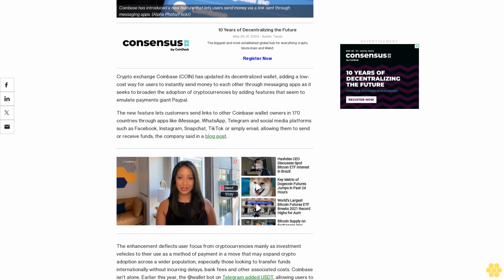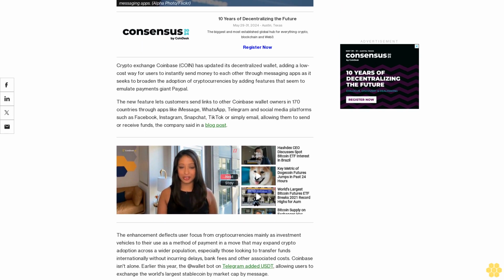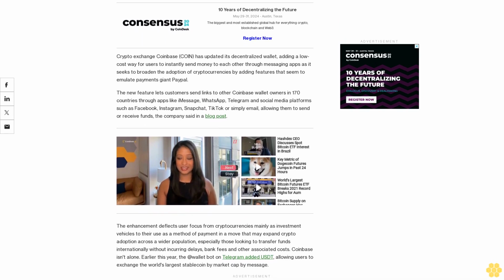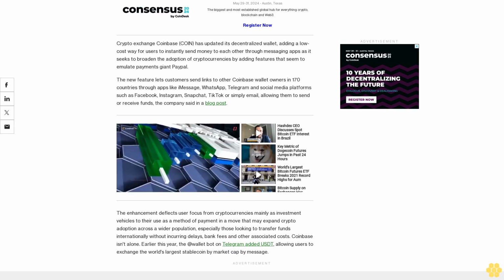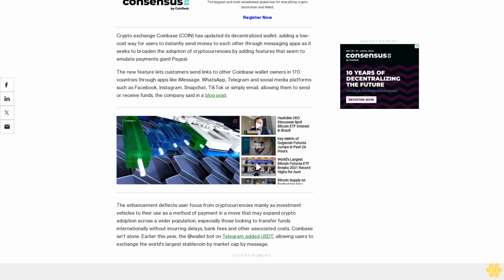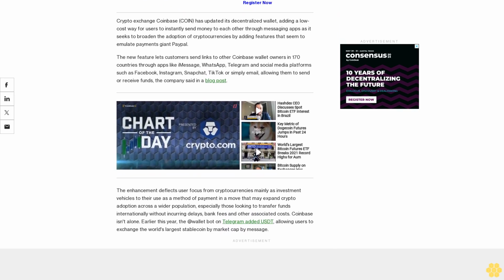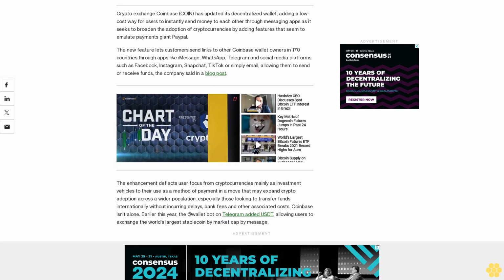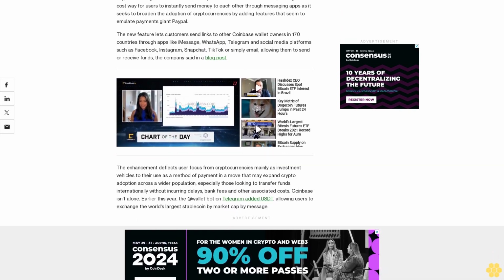The enhancement shifts user focus from cryptocurrencies mainly as investment vehicles to their use as a method of payment, in a move that may expand crypto adoption across a wider population, especially those looking to transfer funds internationally without incurring delays, bank fees, and other associated costs. Coinbase isn't alone. Earlier this year, the wallet built on Telegram added USDT, allowing users to exchange the world's largest stablecoin by market cap by message.